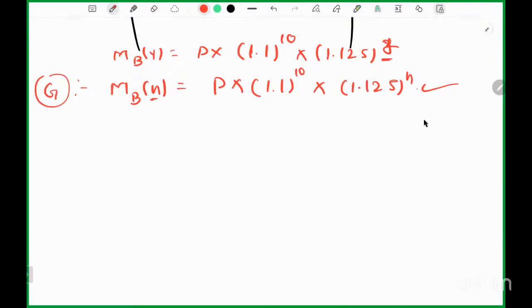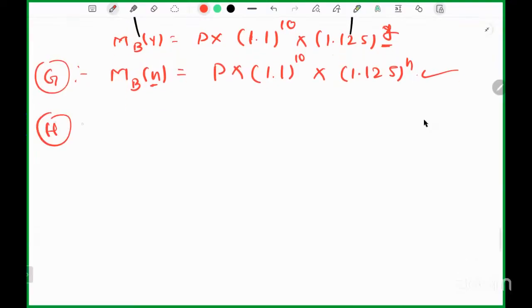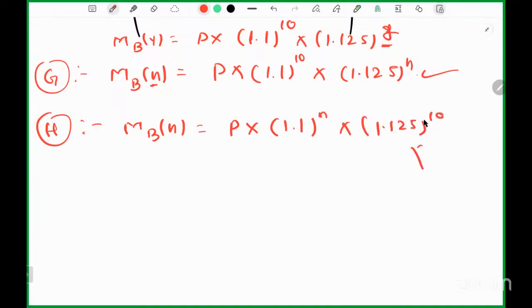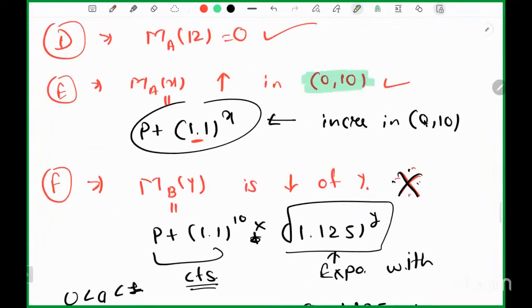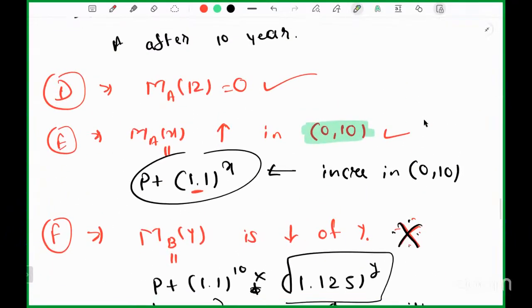And option number H says that MB of n is equal to P into 1.1 to the power n into 1.125 to the power 10. This is incorrect because in MB of y, if you replace this y, then you have to take the power here, not here. So that's why option G is correct and this is incorrect. I hope that's clear. Is that okay? Fine.